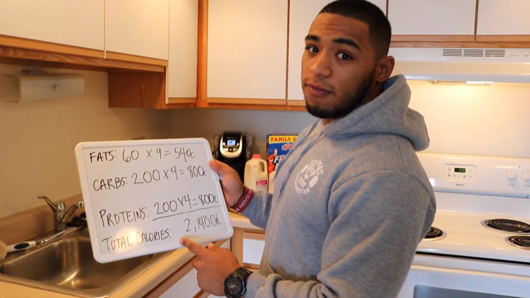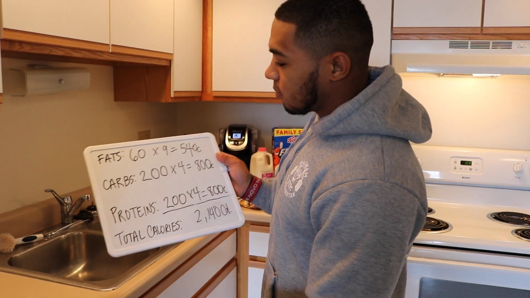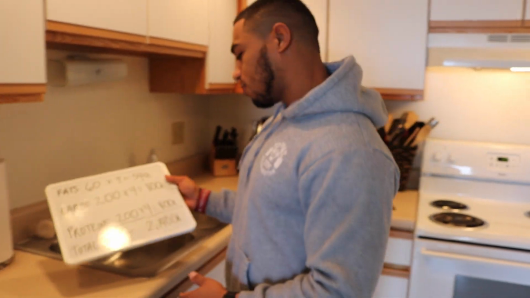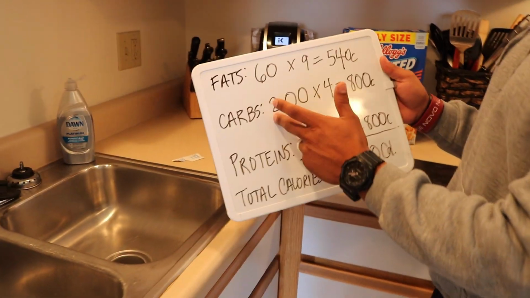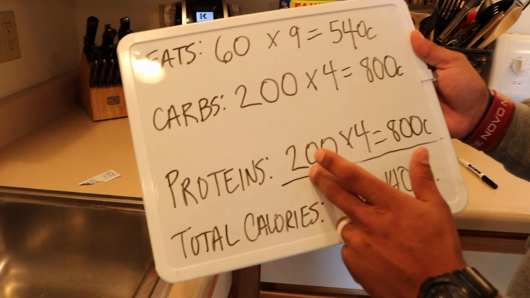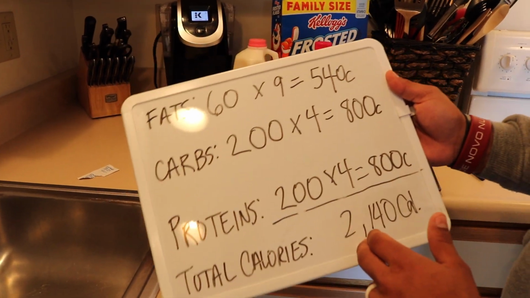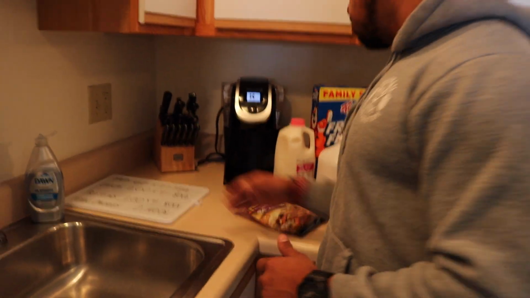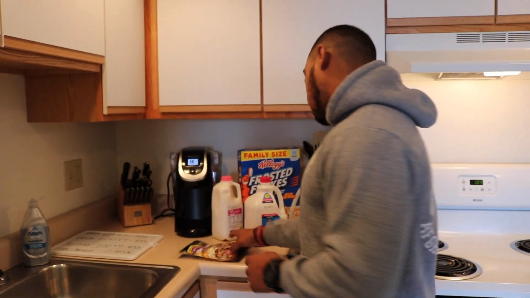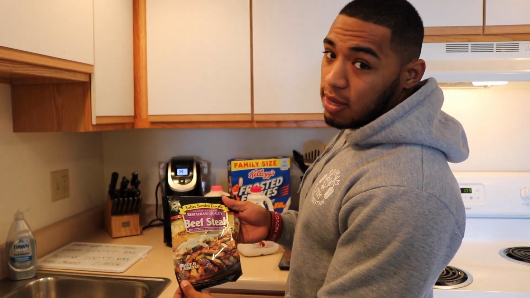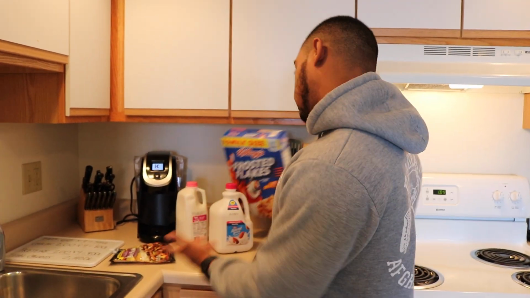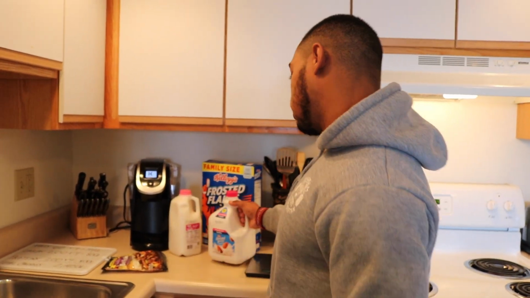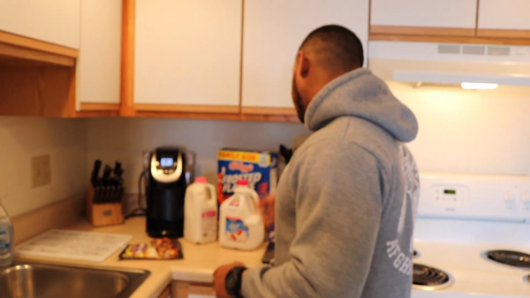So now after finding your total calorie intake, it's time to start weighing out your food. For instance, for the day I'm looking for 60 fat, 200 carbs, and 200 grams of protein, which is going to give me 2,140 calories. For this meal, I'm basically just going to weigh out a thing of steak and a bowl of cereal with milk. That's all I'm going to do. That'll just give you the basic breakdown on how to weigh out any type of food.